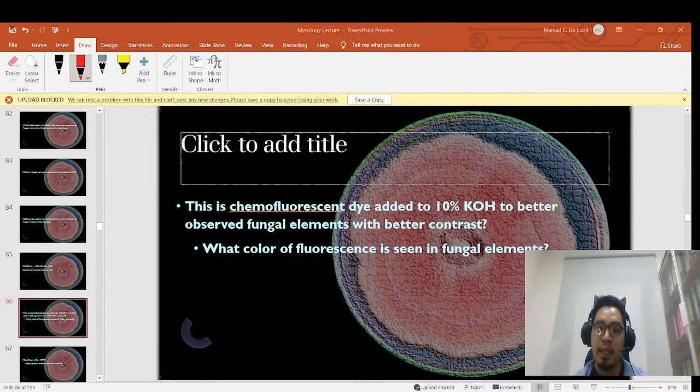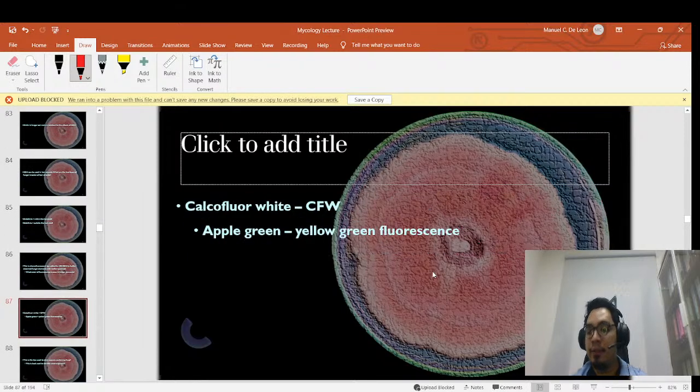All right. The answer is calcofluor white, and the fluorescence is, as Francis has said, apple green or yellow green fluorescence. We want to be very specific with the type of colors here. That's why, even when you're studying other subjects in the medical technology syllabus, you'll see colors like salmon pink, scarlet red. We want to be specific with the types of colors, but yellow green for me would suffice.